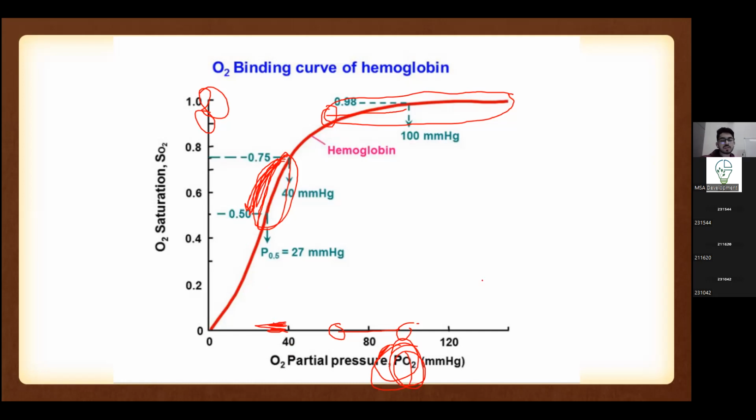Why does the body want to maintain this amount of partial pressure? It wants to maintain it mainly to maintain the pressure difference, so that O2 will keep diffusing from the blood to the organs. We good?